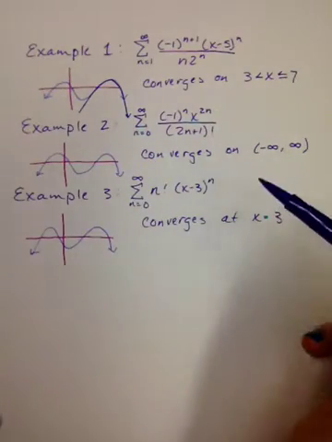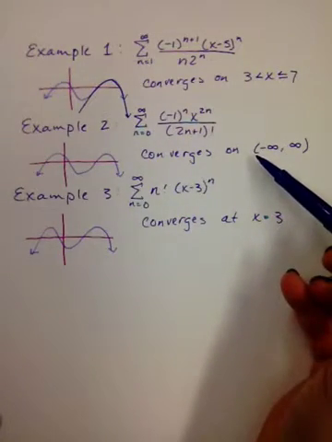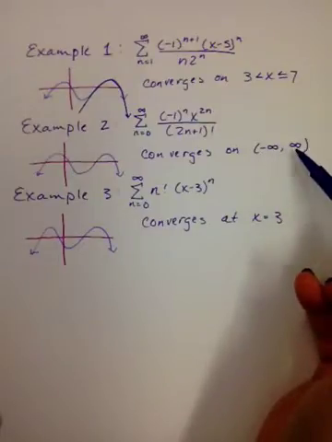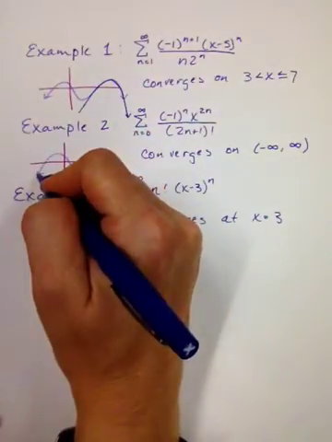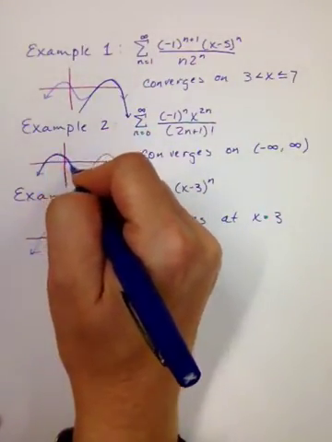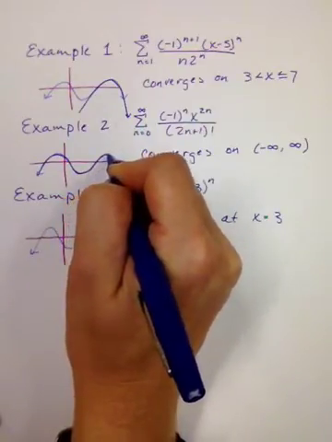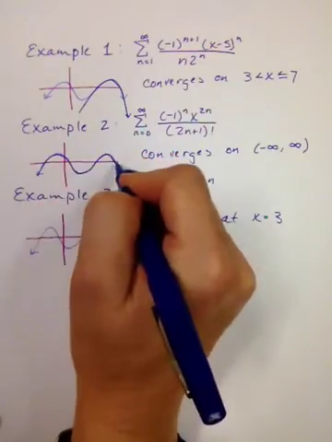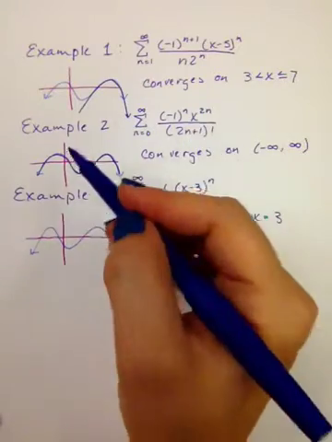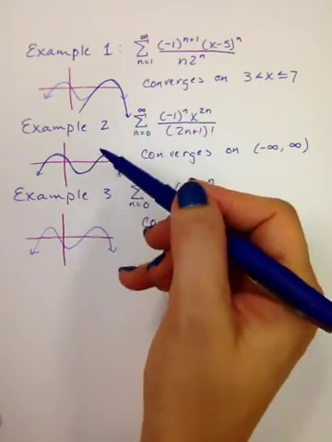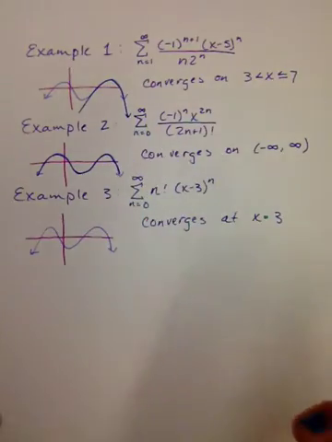For our second example, the series converged from negative infinity to infinity. So it actually matched the function. As long as you did an infinite series, it matched for all terms. So you could use this series to estimate and actually get a really good answer for the function itself.